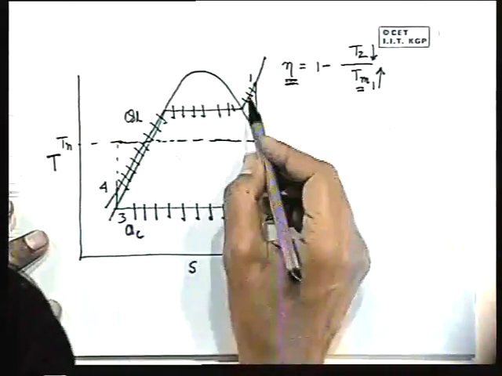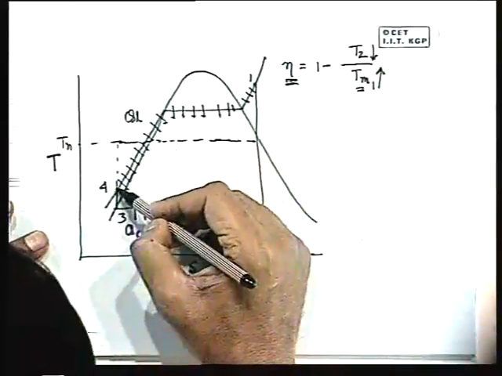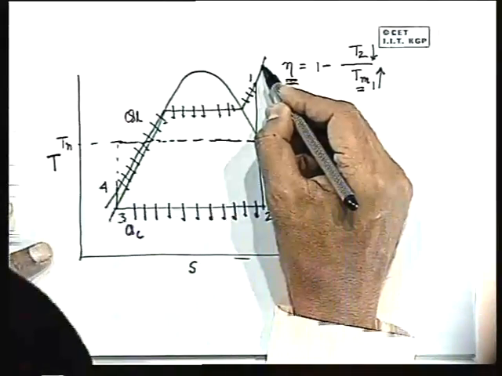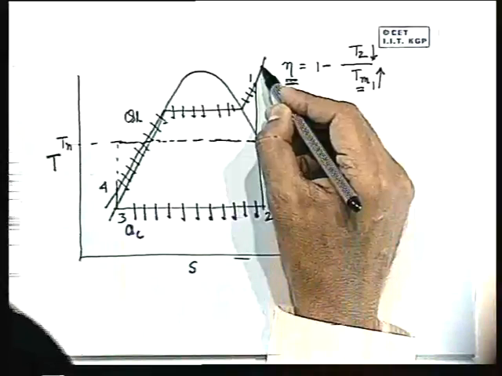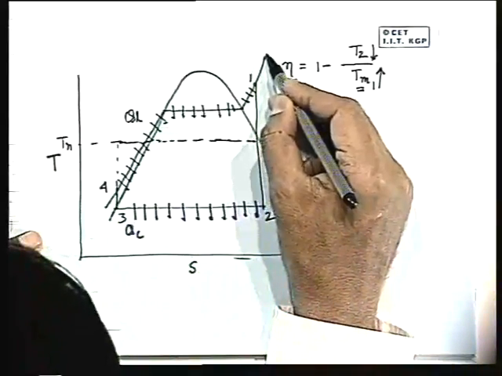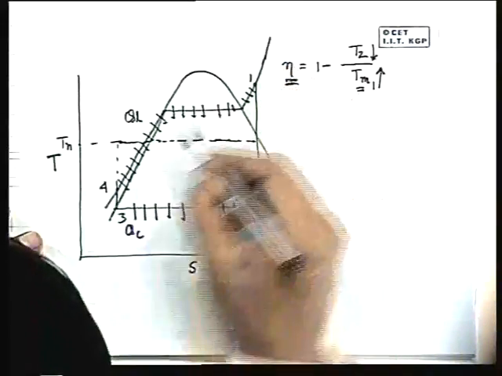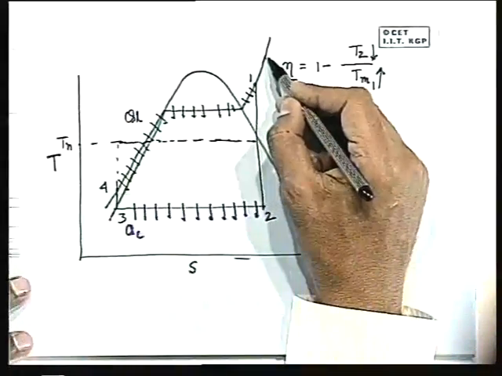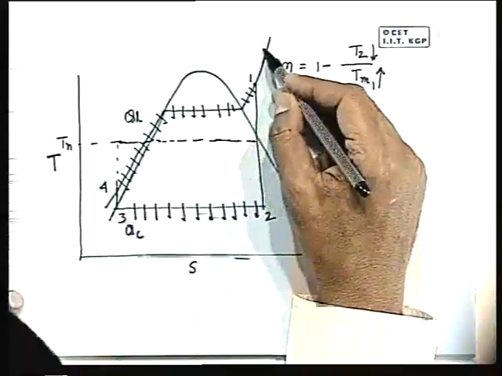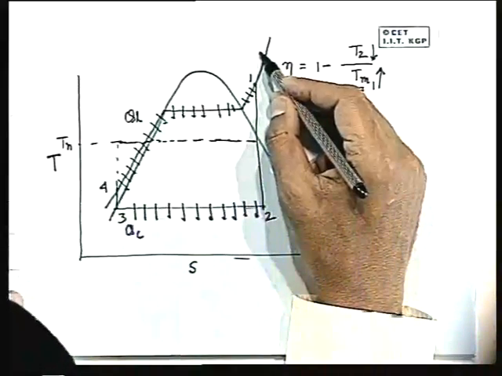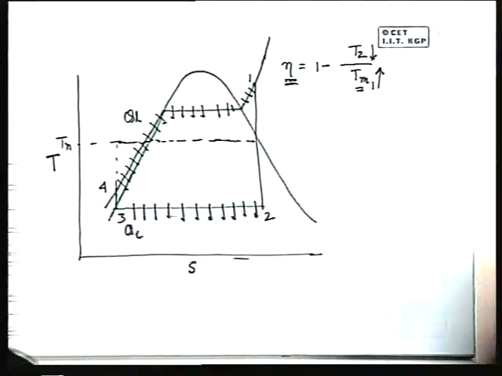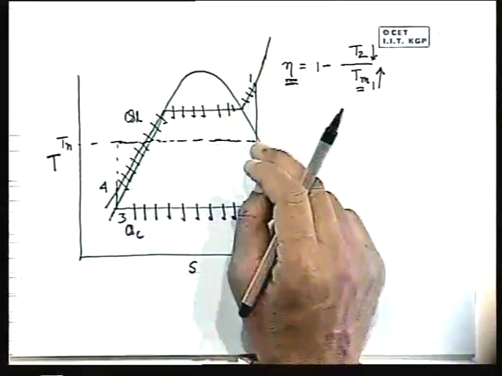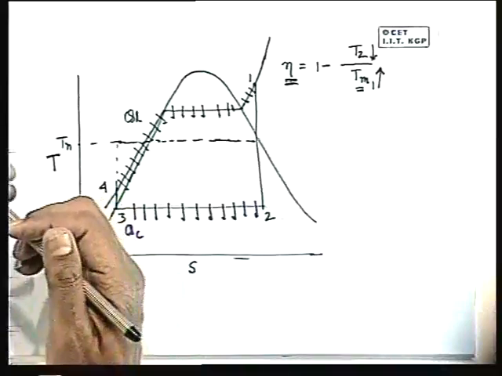Now, how can we increase the mean temperature of heat addition? One way is to increase the temperature of the steam to a high degree of superheat. You understand? As you go on increasing the maximum temperature T1 along this curve, you will get an increase in the mean temperature. The mean temperature will increase if you increase the maximum temperature of the cycle. You can go on increasing the inlet temperature to the turbine, but there is a limit, because you cannot go on infinitely increasing this temperature to a very high value.